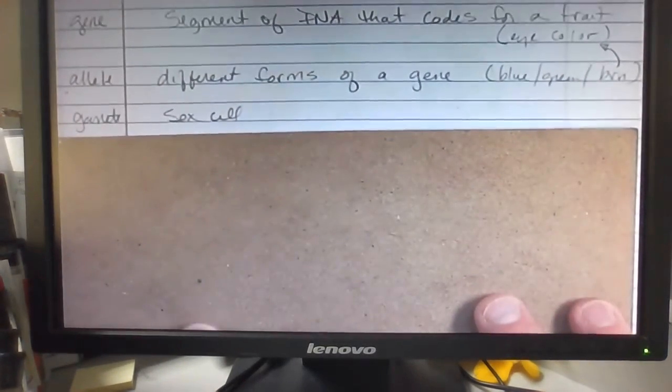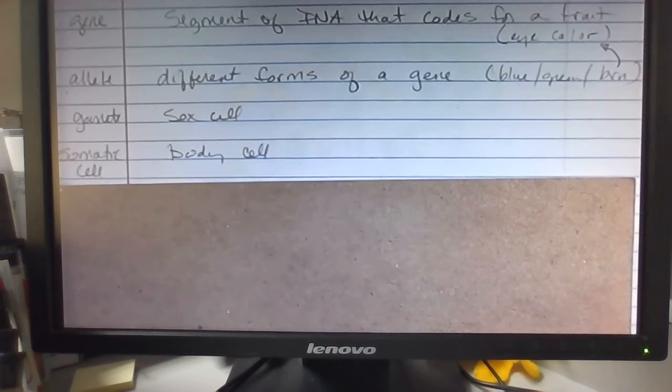Gamete is a sex cell. Somatic cell is a body cell.